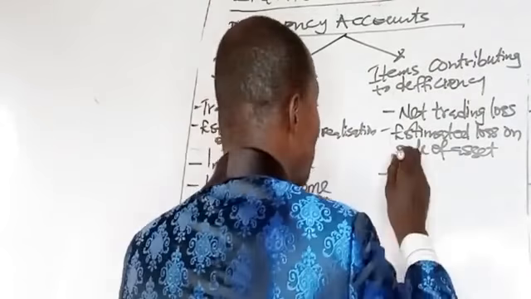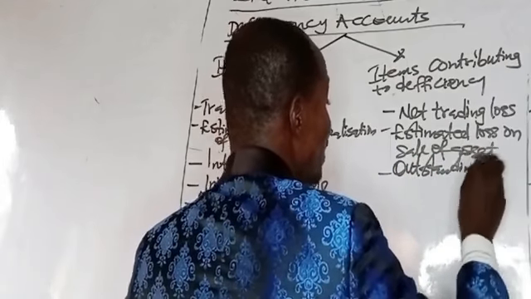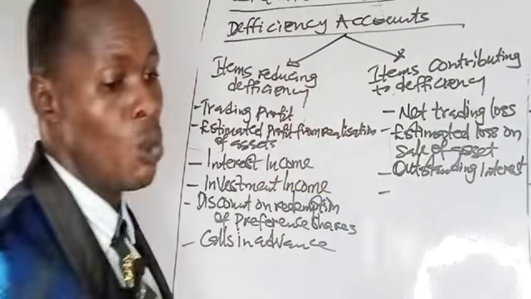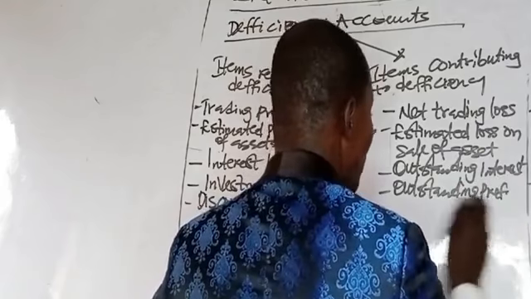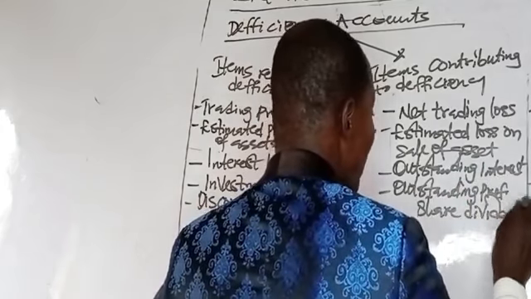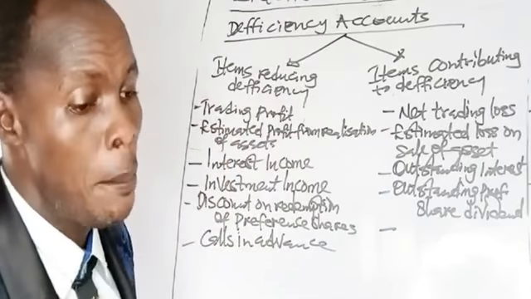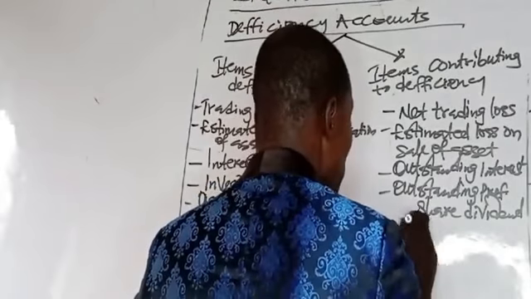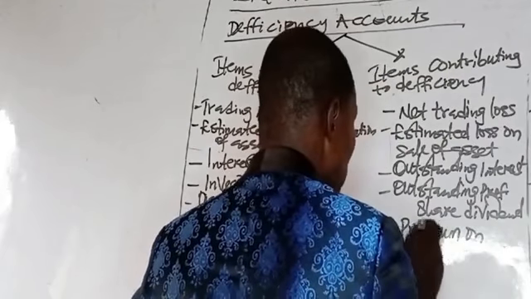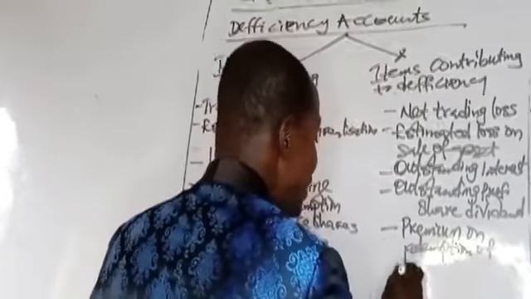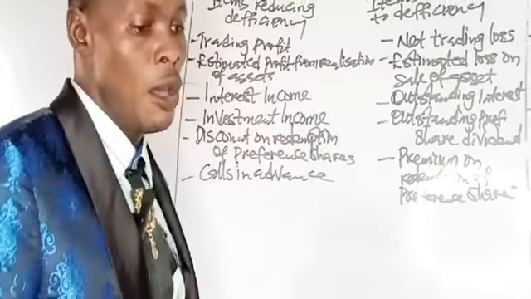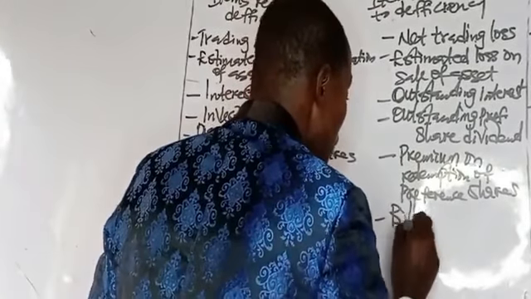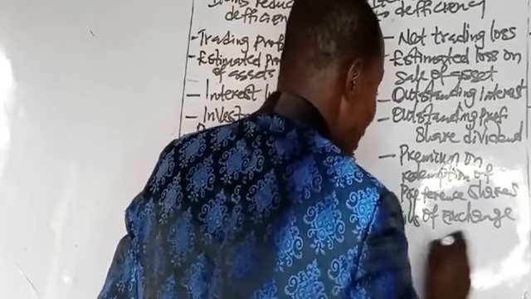Then outstanding interest. Then when you have outstanding preference share dividends, this will contribute to deficiency. Premium on redemption of preference shares. This will contribute to deficiency. Bills of exchange discounted. This will contribute to the deficiency.